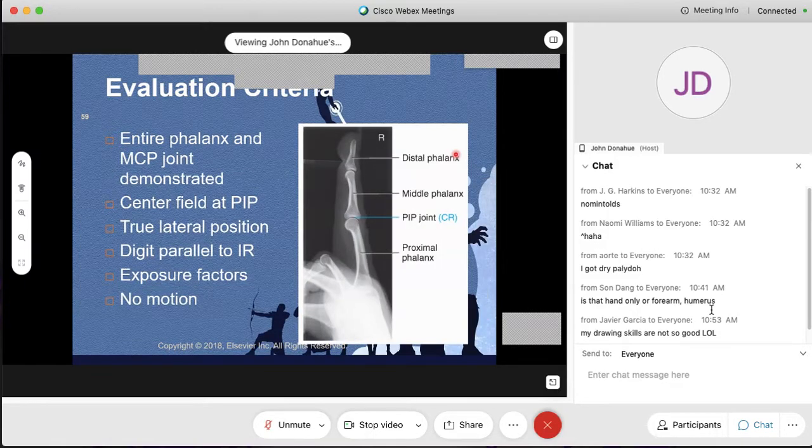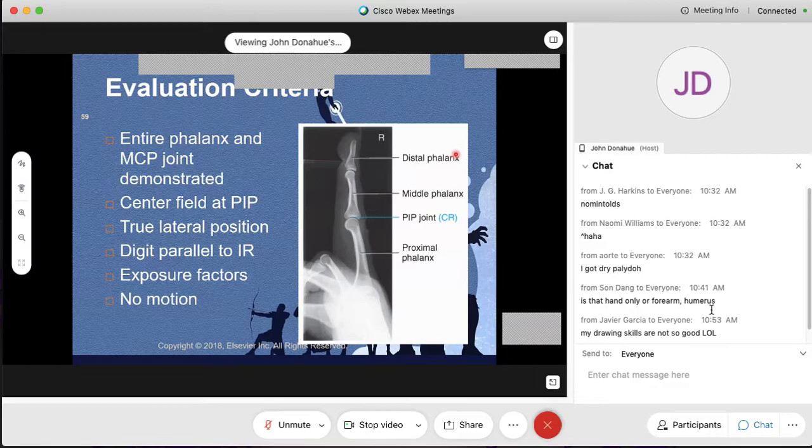Okay, so evaluation criteria, guys. For the lateral finger, 2 through 5, we want that entire phalanx and MCP joint demonstrated, same as the oblique. We're not interested in the metacarpals. We just need that MCP joint to the end of that distal phalanx demonstrated on that x-ray. Our central ray must be at the PIP, and we want that true lateral position.